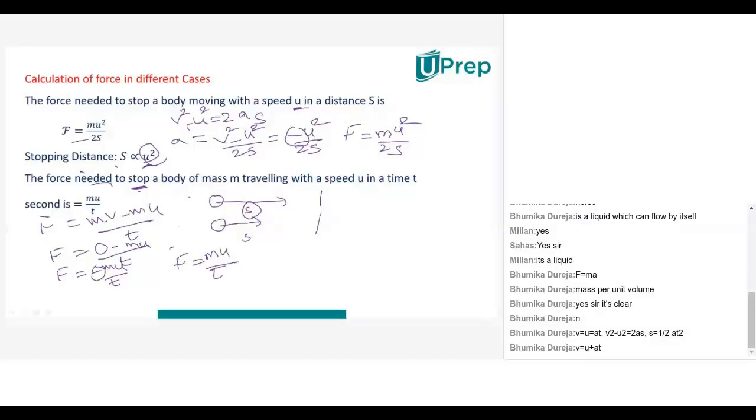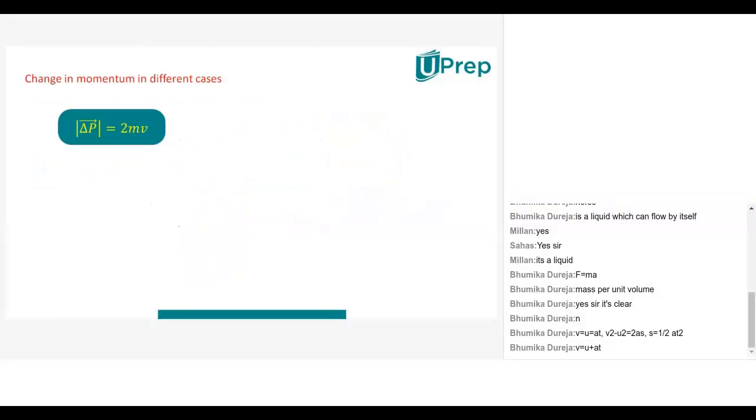The force needed to stop a body of mass m traveling with a speed of u in a time t seconds is given by mu by t. So in different conditions, how will the equation be for the force that we are checking? Now, change of momentum in different cases, how do we generally write it?